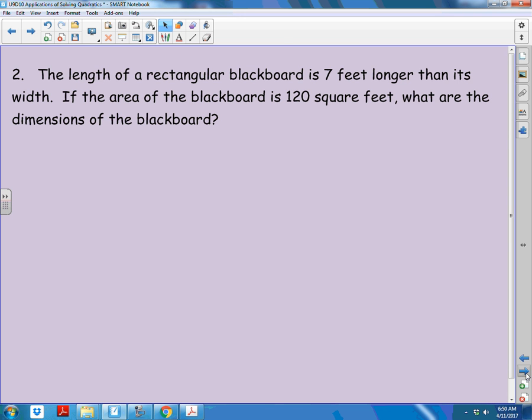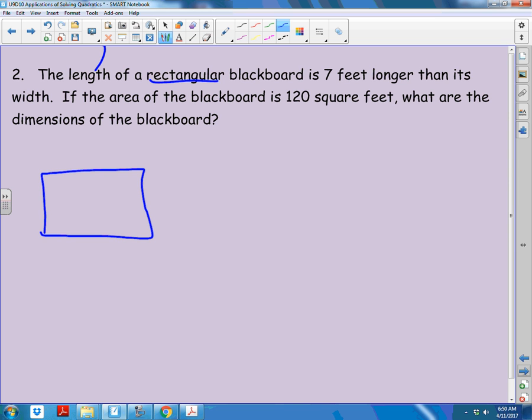Let's try another one. The length of a rectangular blackboard. Rectangular. Let's draw our rectangle. The length of a rectangular blackboard is 7 feet longer than its width. That gives us an equation. Now remember, we would normally label a rectangle as length and width. However, this time, we have this little equation that tells us that the length actually equals the width plus 7.